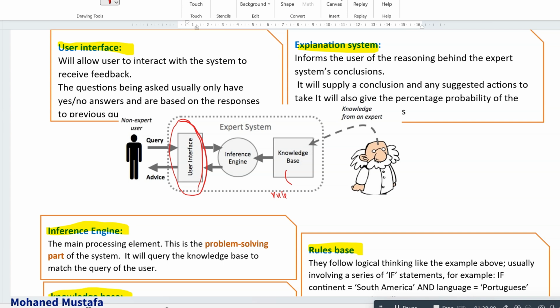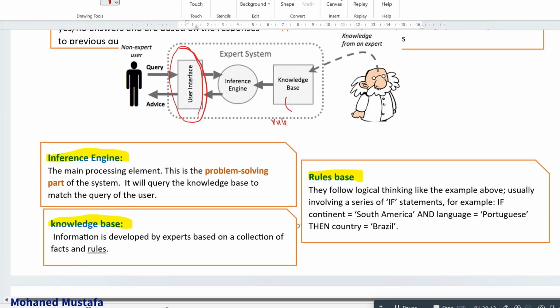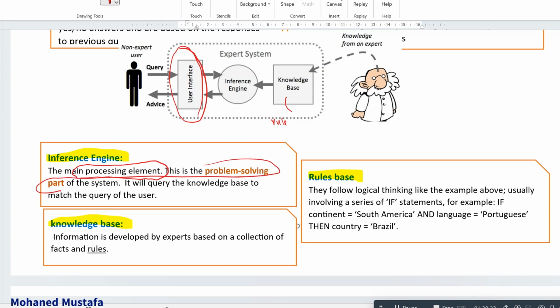Because the searching here is done with logic. So the inference engine is a search engine that processes before finding the results. If you look at the box down there, you will find that the inference engine is the main processing element. This is the problem solving part. This is the brain of the system. That's why we call it an inference engine. It's not a normal search engine, because whenever it searches the knowledge base, it searches based on the rule base. It will search wisely.